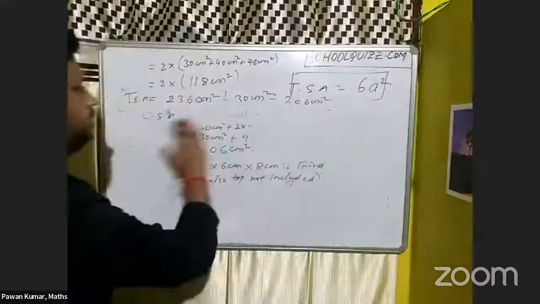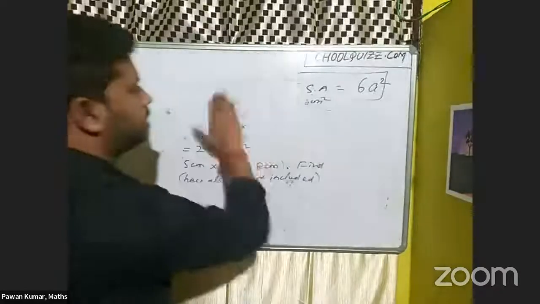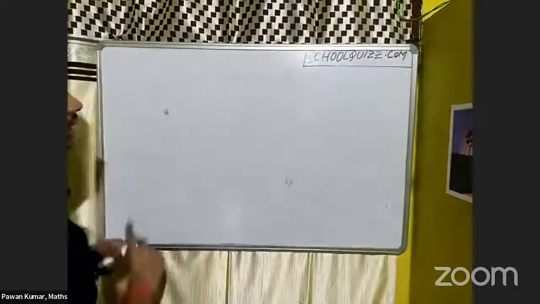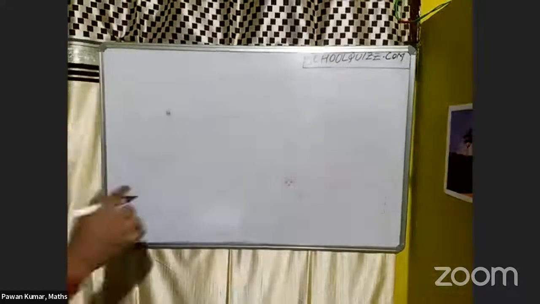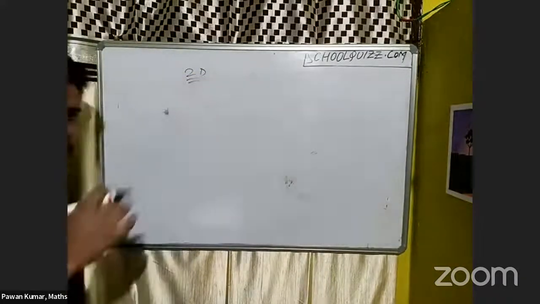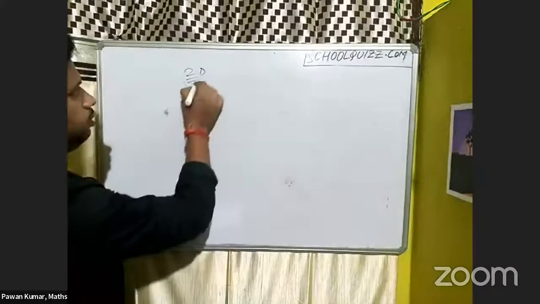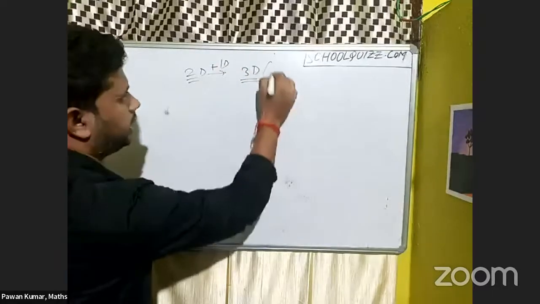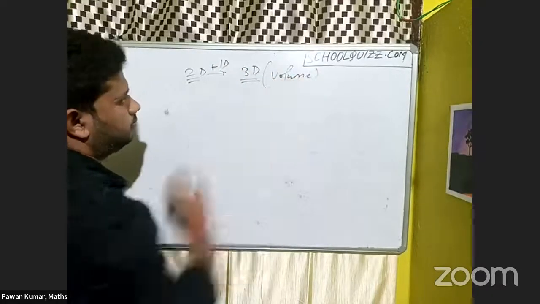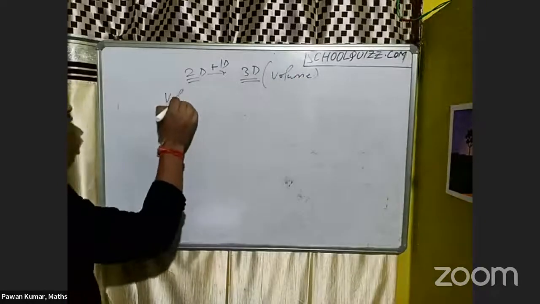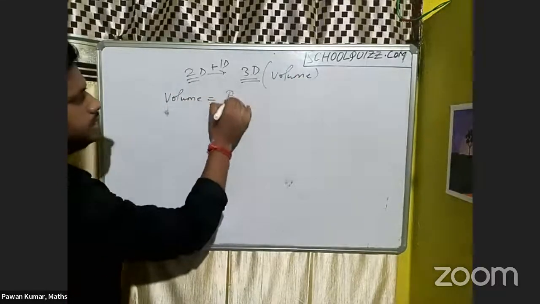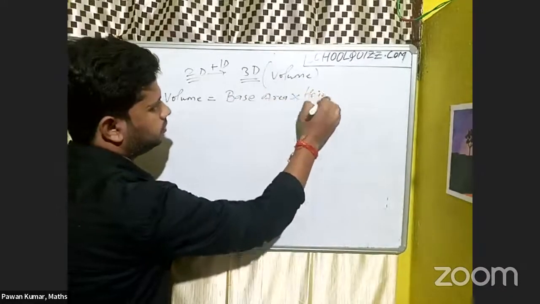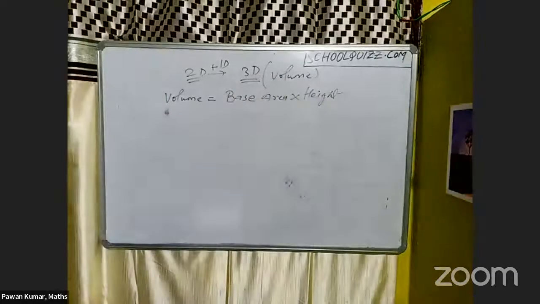So now I'll discuss the volume of the cube and cuboid. Until now we were just discussing the face parts, the surfaces, which are 2 dimensions. For volume I have to include one more dimension and convert it into 3 dimensions, and we call it volume. We know that volume is the base area into height. Simply we can call it volume.